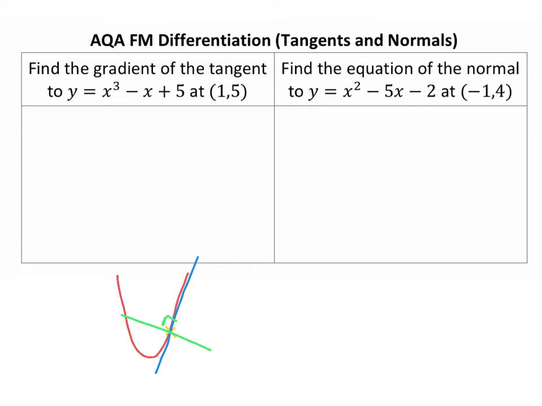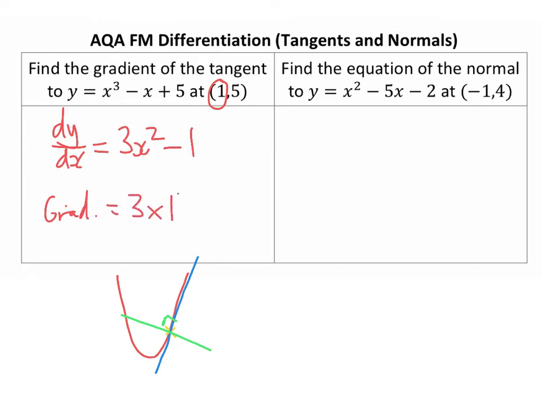So when we look at the gradient of the tangent, nice and easy, to find a gradient, we find dy/dx, don't we? So dy/dx equals, what's that, 3x squared minus 1. Substitute x equals 1 in, so the gradient is going to be 3 times 1 squared minus 1, which equals 2. Nice and easy. Now the normal, we've got to do the same to start off.